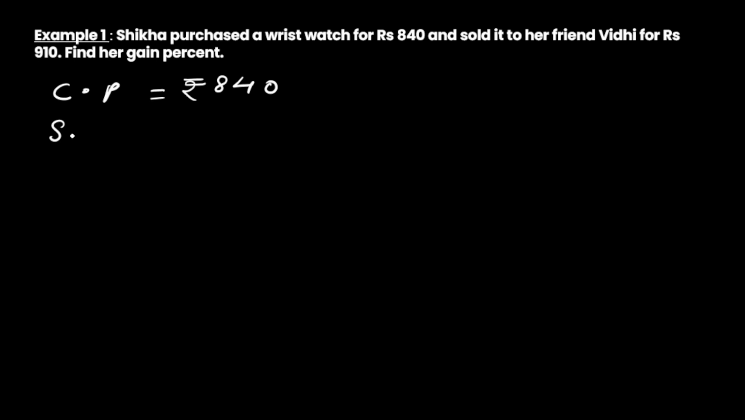For how much? 910. But she is very smart. She sold it for a higher price. So she sold it for 910. So cost price is 840, selling price is 910. So we've understood now it's a gain, because selling price is greater than cost price. So let's find the gain percent now. Gain percent means profit percent only. First of all, we have to find the profit.